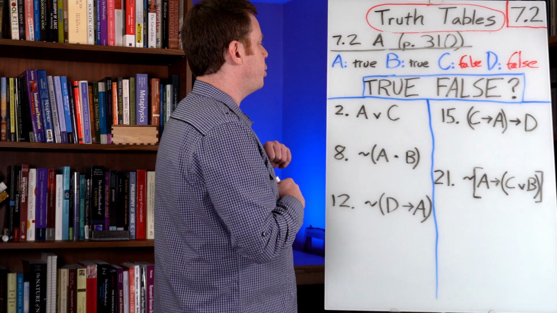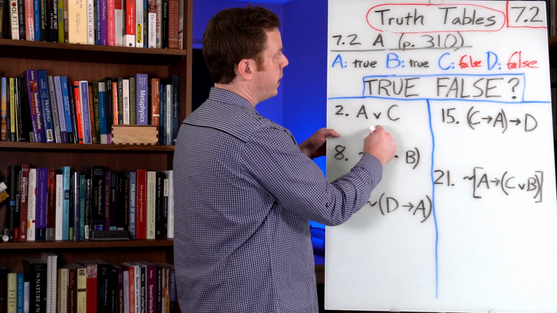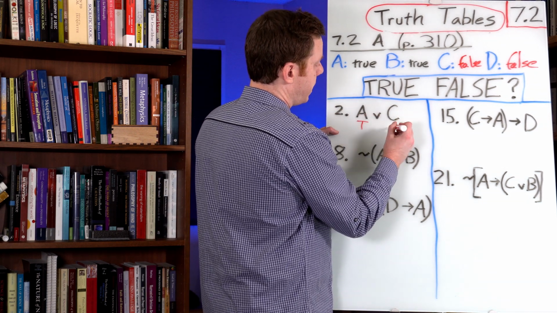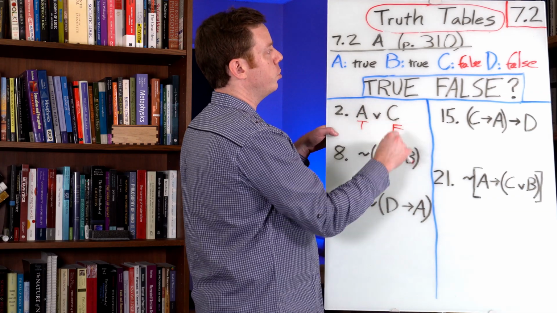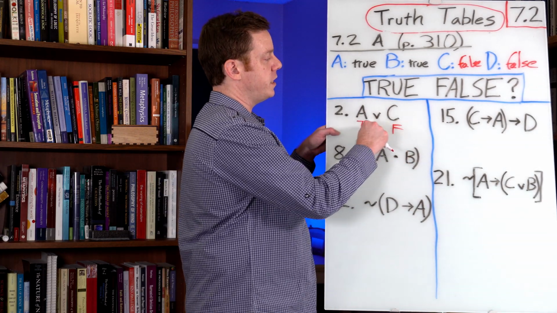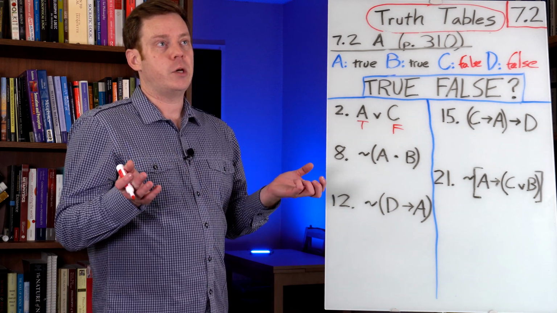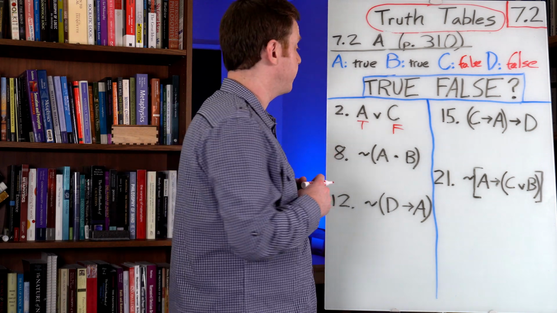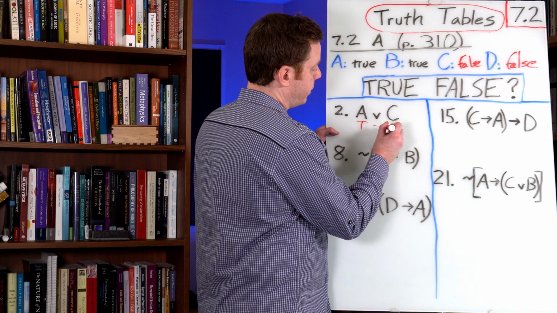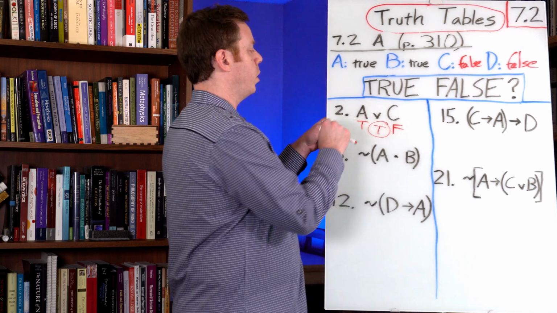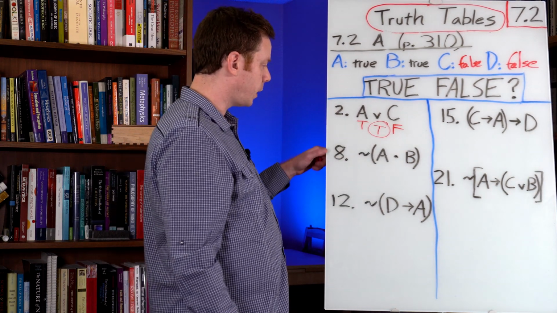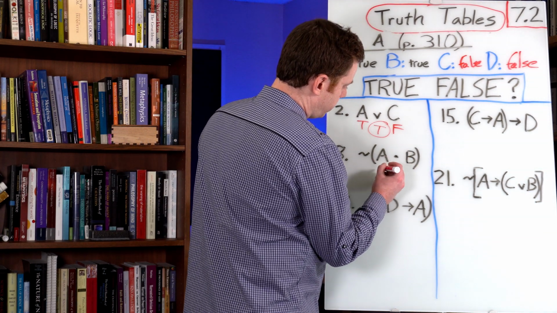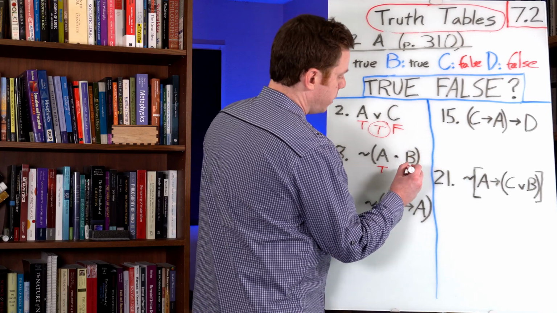The first one, number 2. So if A is true and C is false, what does that make the whole thing? So we've got A true, C false. Well, it's an either or. So in order for this whole statement to be true, all we need is one side true. That's all it takes, right? So we've got one side, so this whole one is true. Number 8, all right, we've got A, which is true. B is true.